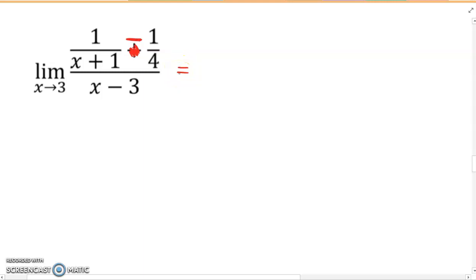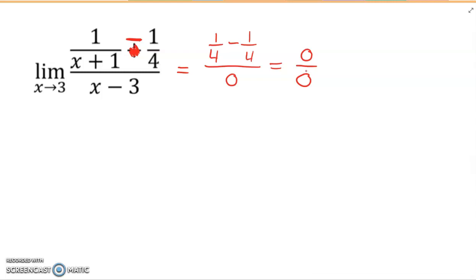So when I do that, we're going to get 1 over 3 plus 1, which is 1 over 4, minus 1 over 4, and then in the denominator, we would have gotten 3 minus 3, which is 0. So once again, we're going to get 0 over 0 as our indeterminate form. So from here, we have to try to figure out, well, how can I simplify an expression with complex fractions? There's really a couple different methods that students use for this.